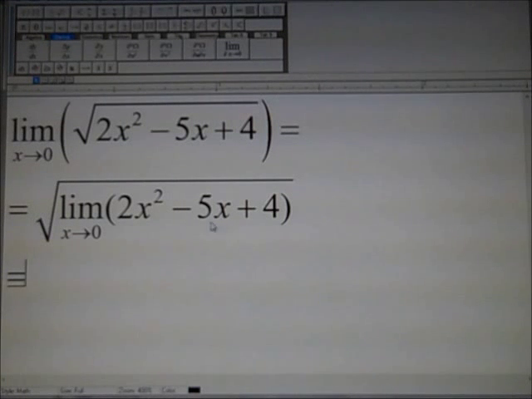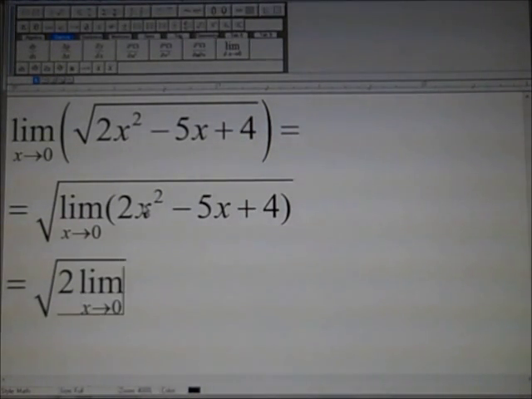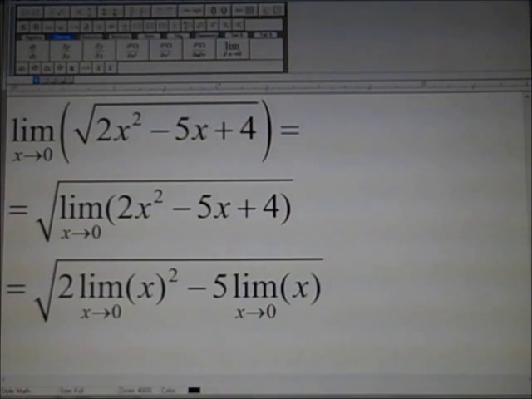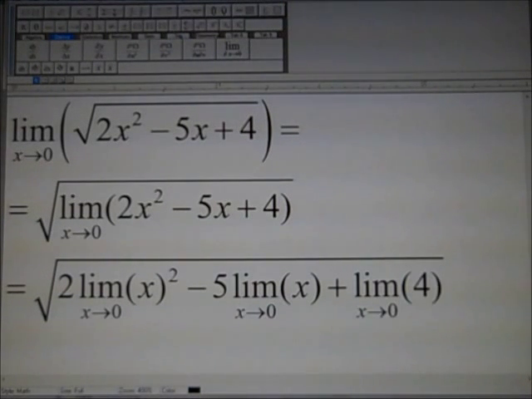Now I have a sum and some quotients and powers. So what I'm going to do is rewrite this. I'm going to have a bunch of limits as x approaches 0, so let's see what I can do with that. The first term is going to be 2 times the limit as x approaches 0 of x, and then squared. Next, I'm going to have minus 5 times the limit as x approaches 0 of x, and then lastly plus the limit as x approaches 0 of 4. So I took this polynomial and broke it up using my constant multiple and my powers.